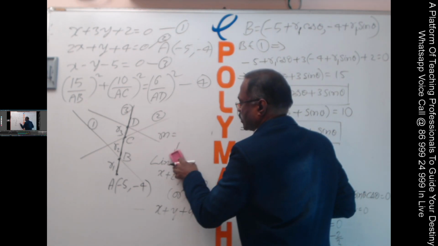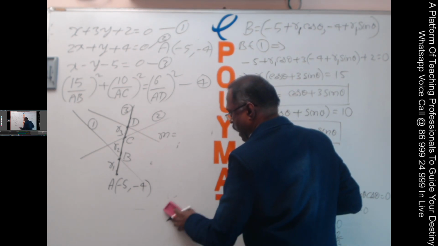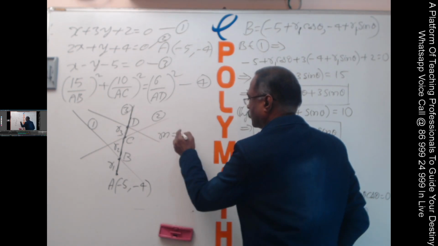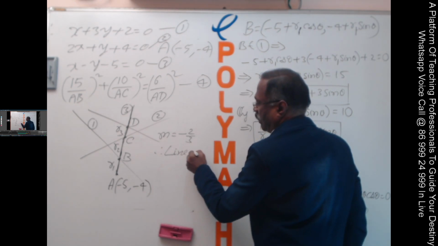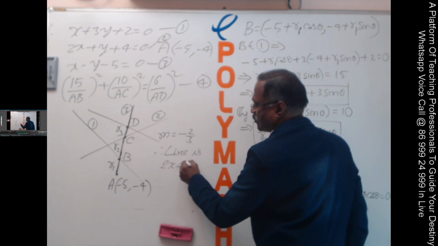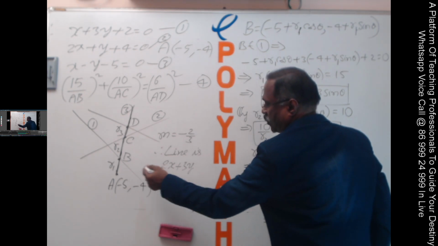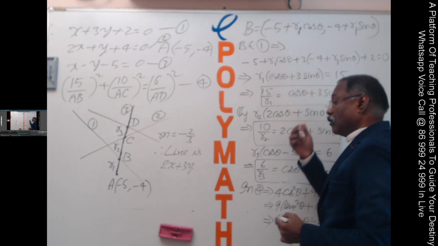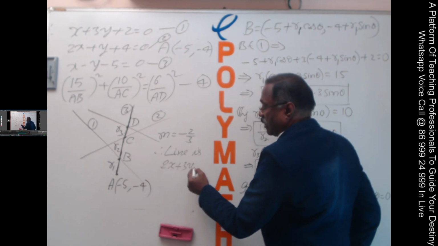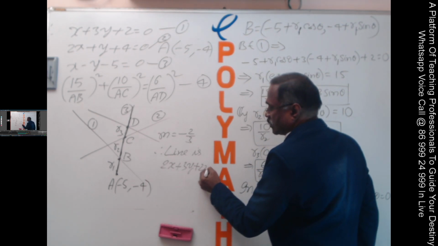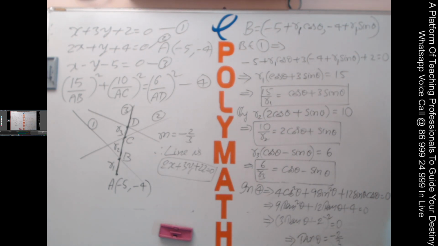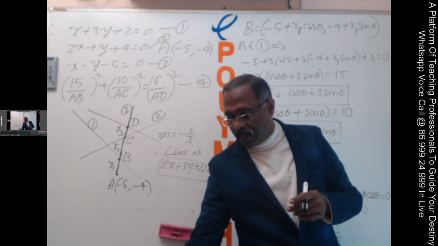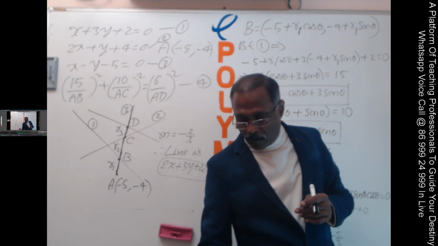Your tan theta is minus 2 by 3 and hence the line is a unique line you will get. Therefore, the line is 2x plus 3y is equal to, substituting, minus 10 minus 12, which is minus 22, plus 22 is equal to 0. This should be the answer. 2x plus 3y plus 22 is equal to 0 must be the answer. Let us check it out.